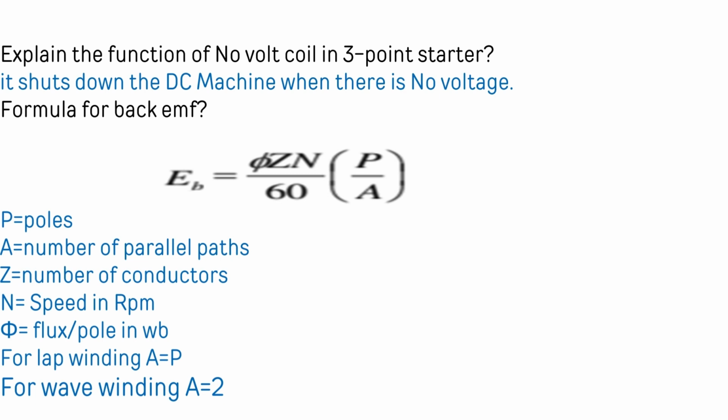Where phi is the flux per pole, P is poles, A is number of parallel paths, Z is number of conductors, and speed N is in RPM, and flux phi is the flux per pole in Webers. Now, if the armature winding is lap winding, the number of parallel paths A equals P. If the armature winding is wave winding, the number of parallel paths A equals 2.